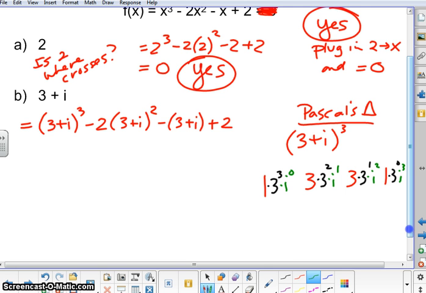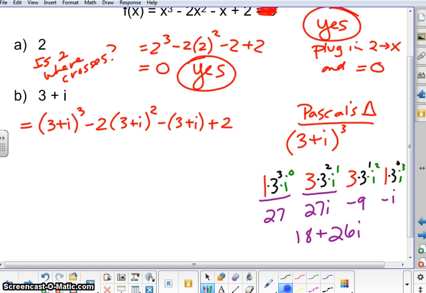Now, if we put all of this together, it's going to be 3 times 3 squared, which is 27, and i. And then this one is 3 times 3, which is 9, and i squared is negative, so I'm going to put -9 here. And then 3 to the 0 is 1, 1 times 1 is 1, i cubed is -i. So if I combine all my like terms, I'm going to end up with 18 plus 26i. Okay, now I'm going to take that information and bring it right over here underneath my cubed binomial and start doing some more of the work here.